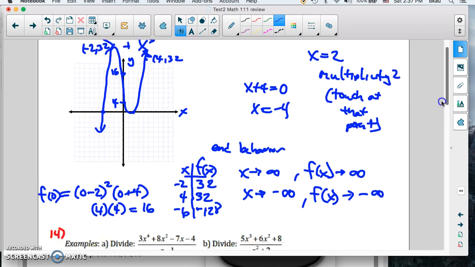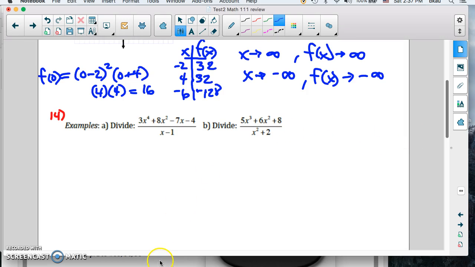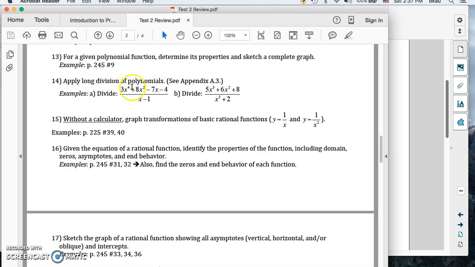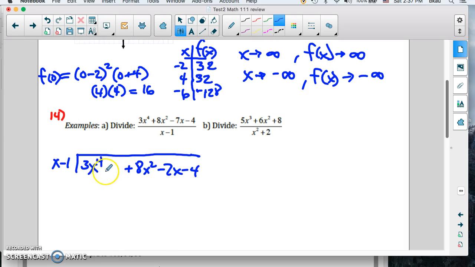Alright, let's move on to the next problem, which is 14. We're asking to do synthetic division, I believe. Long division. Okay, long division in this problem. So long division, x minus 1 divided into 3x to the 4th. Now there aren't any x cubes, so I'm going to leave a space for the x cubes. 8x squared minus 7x minus 4. So I'm leaving a little cubic space there for no x cubes.